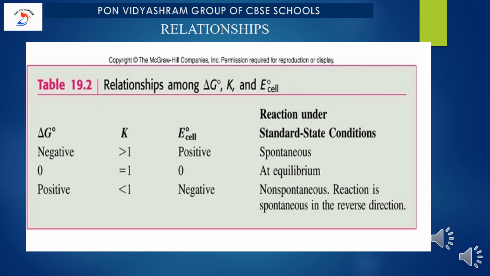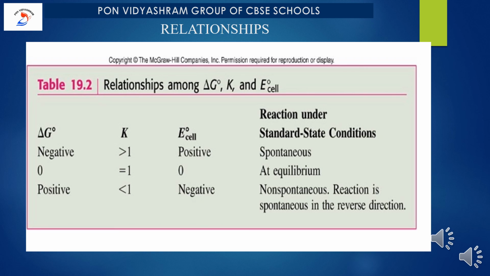Now, the conclusion of this is we can compare all three terms: delta G naught, standard Gibbs free energy, K, that is the equilibrium constant, and standard electrode potential. As you see in the table, if delta G naught is negative, E naught will be positive and the reaction will be spontaneous. If delta G naught is 0, then the K value will be 1, so E naught cell will also be 0, and this is the equilibrium condition. The last one: if delta G naught is a positive value, E naught cell will be negative and it will be a non-spontaneous reaction, and the reaction is spontaneous in the reverse direction.